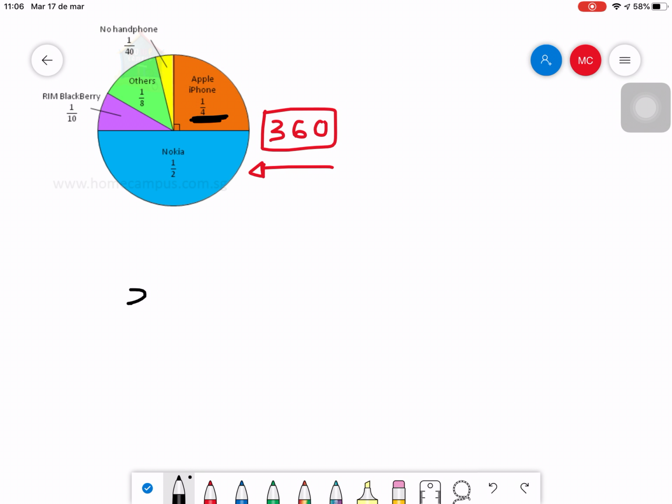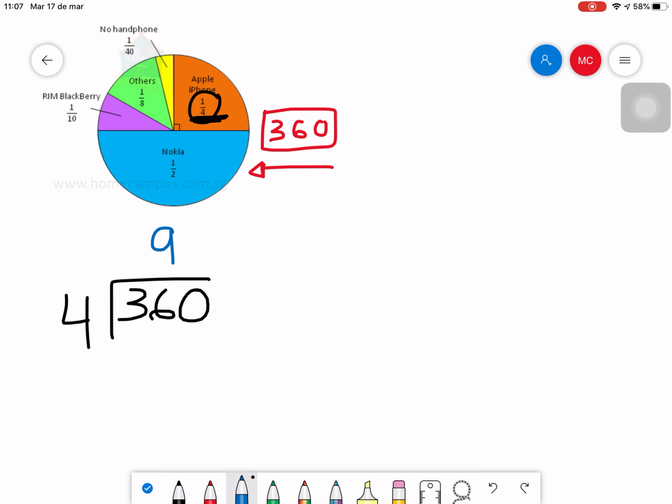So we know that the total amount is 360 people, and you're being asked to get 1/4. That means I'm going to divide 360 by 4. And then you start dividing it just as a regular division, and you say, how many times does 4 fit in 36? That's 9, because 9 times 4 is 36. I'm left with 0, 0, and then I put the 0 here, right? That means 90 people said they have an iPhone, okay?